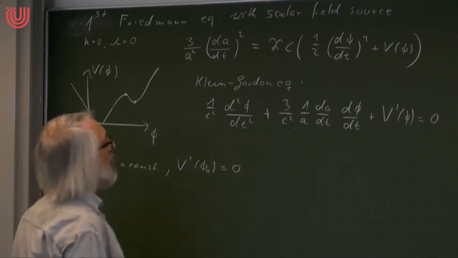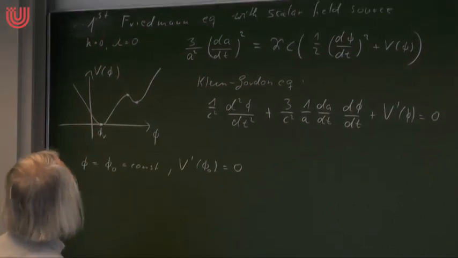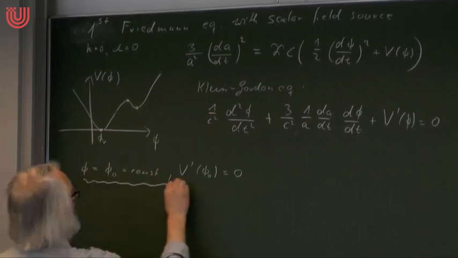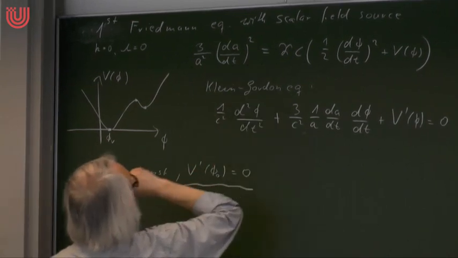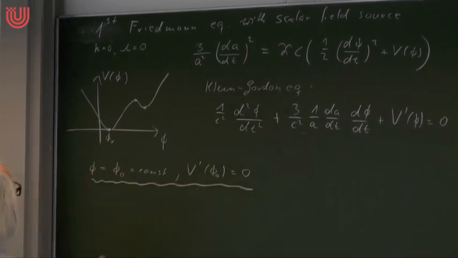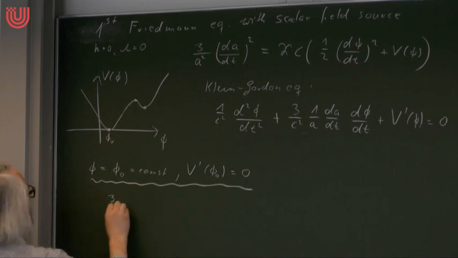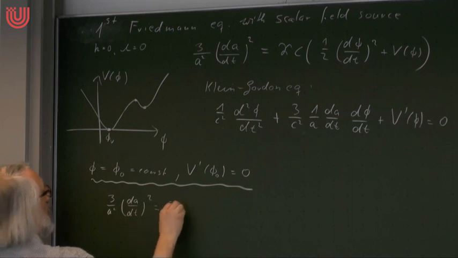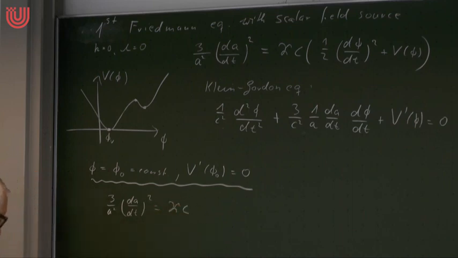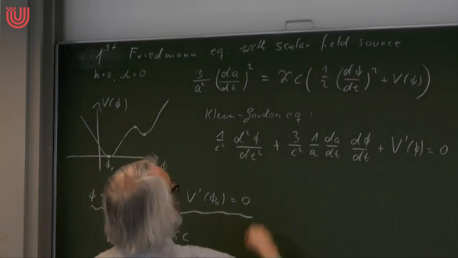And we can see what the equations then do. We have done this last time already, but I need it on the board because I want to continue now with this. If I look at this first Friedmann equation, then I have 3 over a squared times dA by dt squared is kappa c squared. Oops, it's not c, it's c squared, of course.